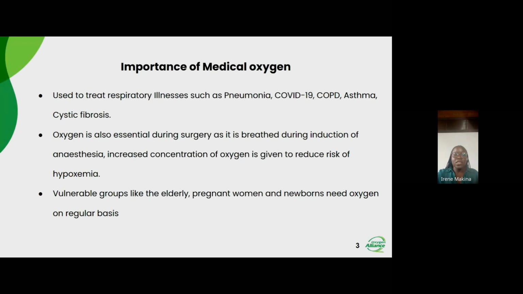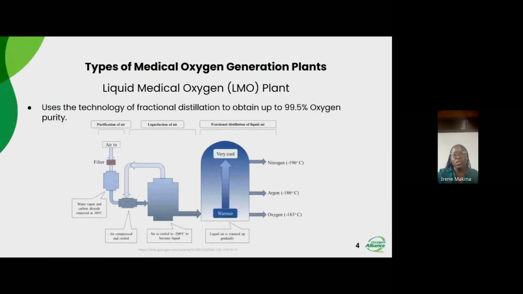Medical oxygen is an essential medicine used to treat respiratory illnesses such as COVID-19, pneumonia, and asthma. Oxygen is also used during surgical procedures. We have a number of technologies that are applicable in oxygen production plants. First, let's look at liquid medical oxygen.